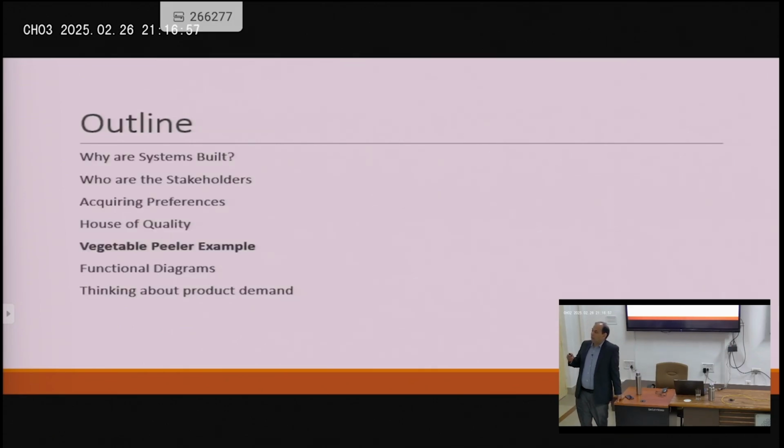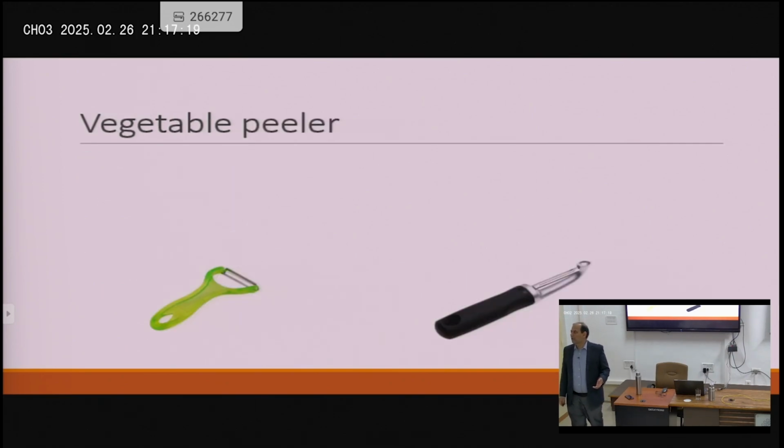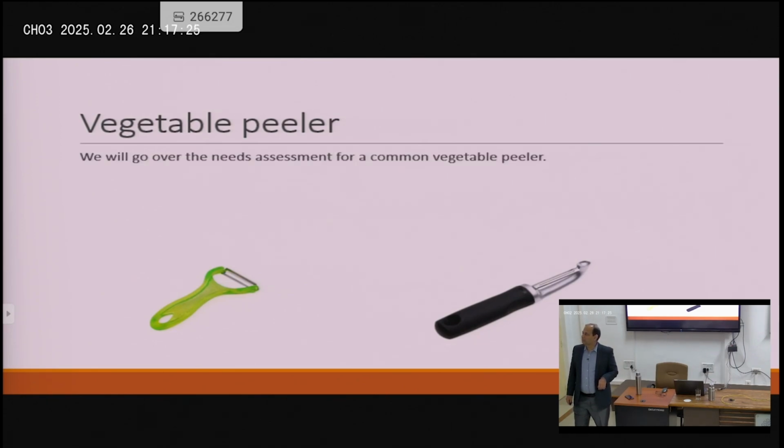So then we'll go over this commonly done vegetable peeler example that just allows us to understand the concepts, and then we can do this for more complex products, right? So obviously practice at home or with your friends how you can come up with a customer needs assessment. How can I fill out the house of quality for different products? Okay. So everybody's seen these things, right? You peel vegetables with it.